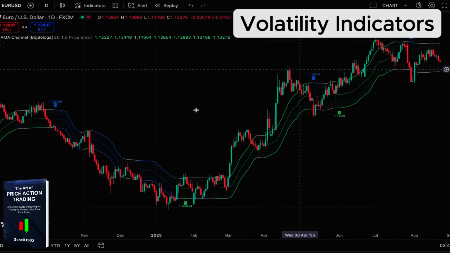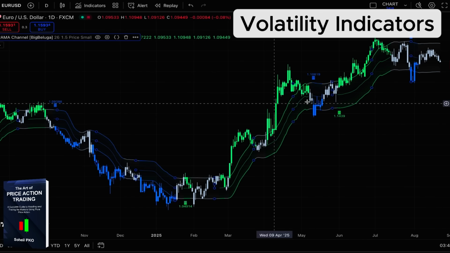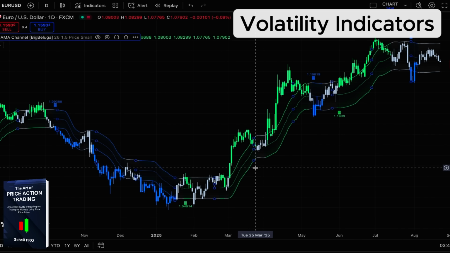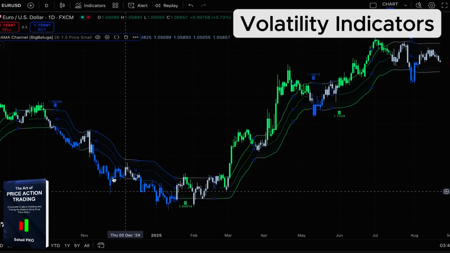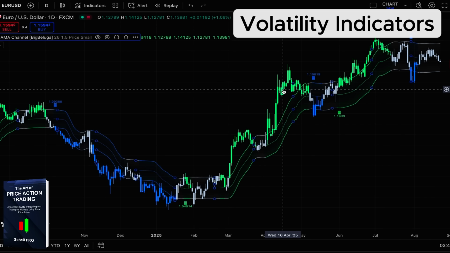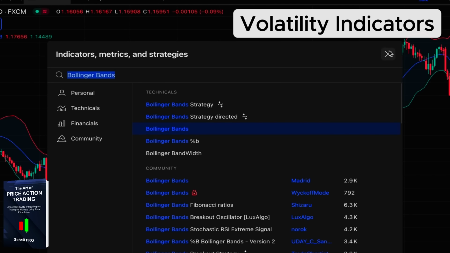When the indicator is added to the chart, here you just need to go to the visual order, and then here in the visual order click on bring to front, so the candles will be colored based on the volatility. This indicator uses mix of volatility and momentum to determine the level of low activity in the market. When the candles are out of the bands, the candles become blue or green depending on the direction of the market, and it shows that the market is out of the squeezed condition and we have high volatility and momentum in the market.